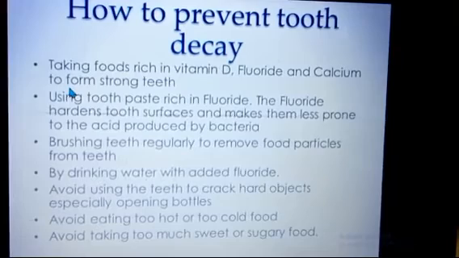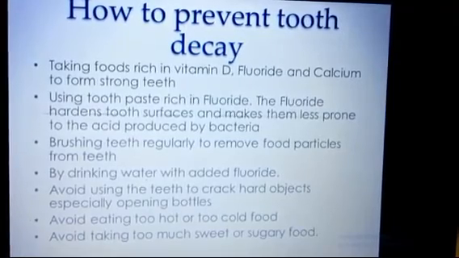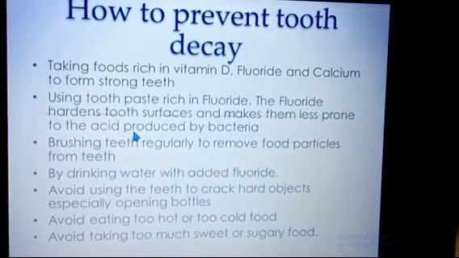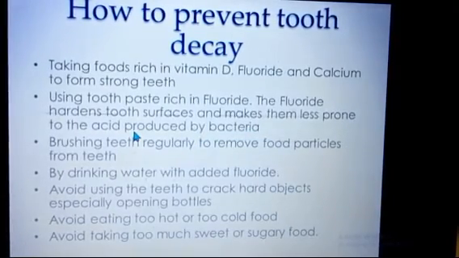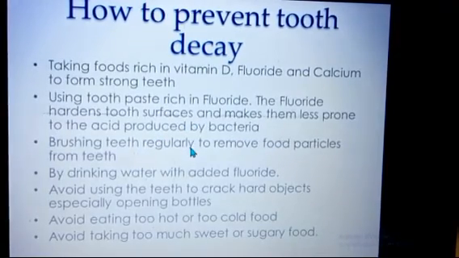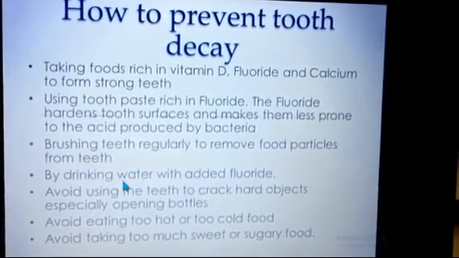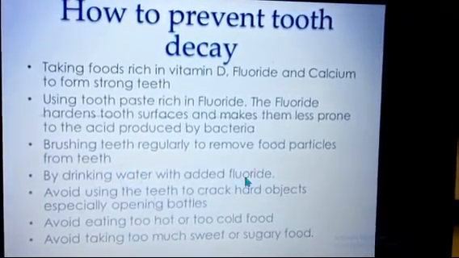We have to take in foods rich in vitamin D, fluoride, and calcium to form strong teeth. We must use toothpaste rich in fluoride, so the fluoride hardens the tooth surfaces and makes them less prone to the acid produced by the bacteria. We have to brush our teeth regularly to remove food particles from the teeth, and drink water with added fluoride.